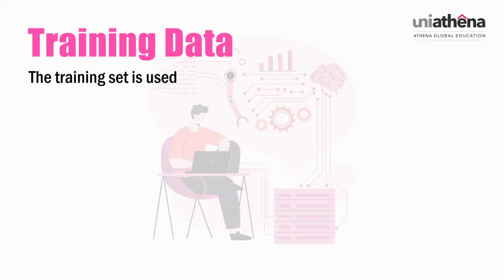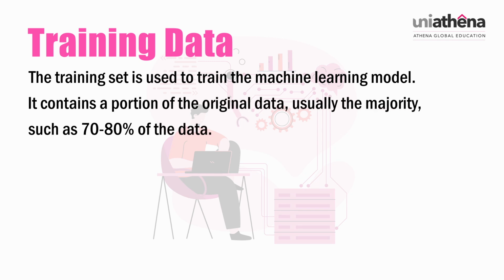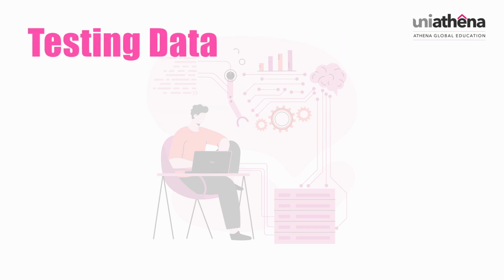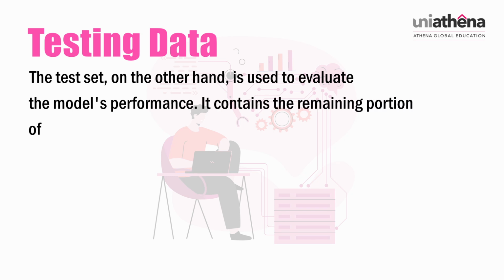The training set is used to train the machine learning model. It contains a portion of the original data, usually the majority, such as 70 to 80% of the data. Testing data: the test set, on the other hand, is used to evaluate the model's performance. It contains the remaining portion of the data, usually 20 to 30%.